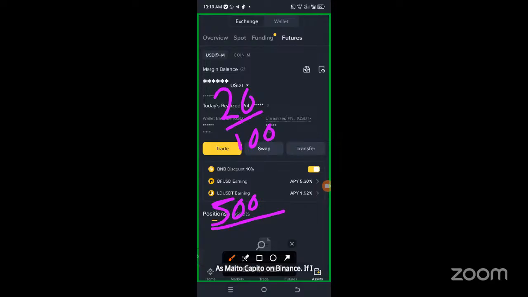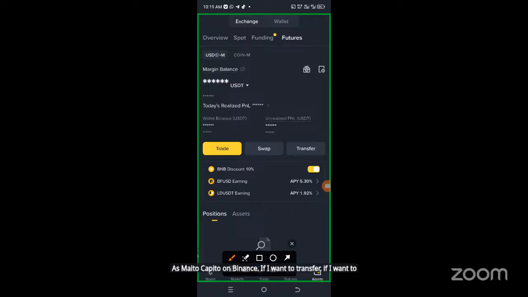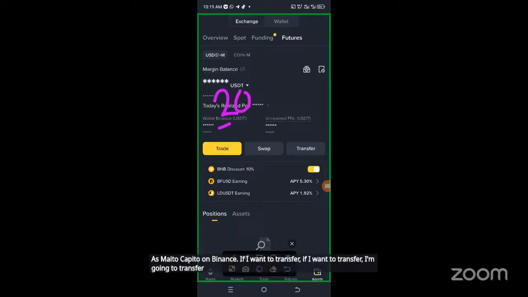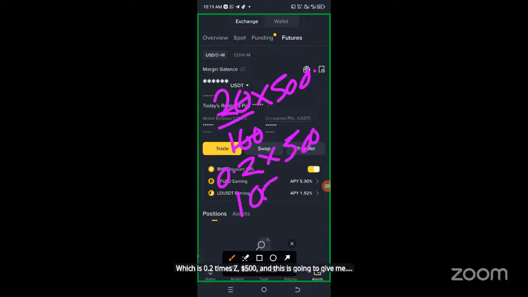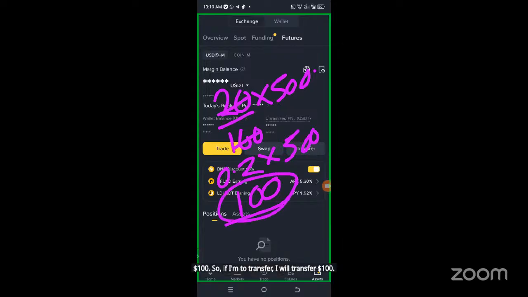If I want to transfer, I'm going to transfer 20% of $500 to my futures account. That means it is 20 divided by 100, which is 0.2 times $500. And this is going to give me $100. So I will transfer $100 to my futures account.